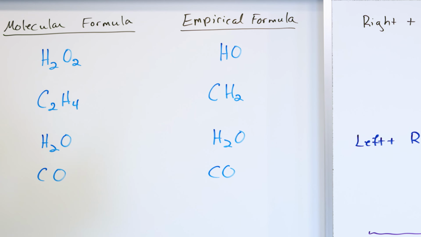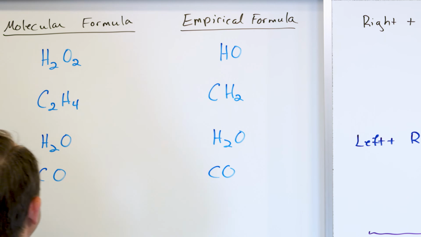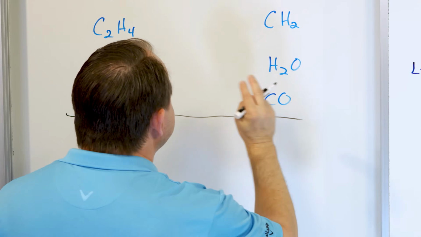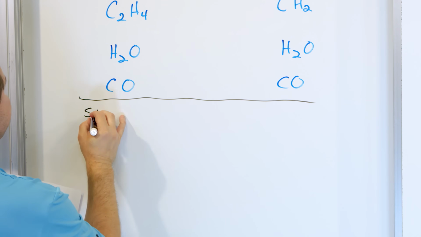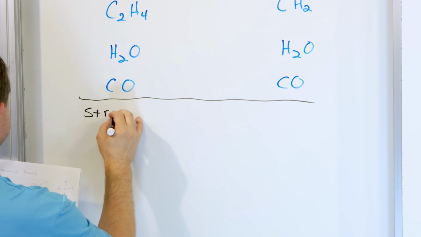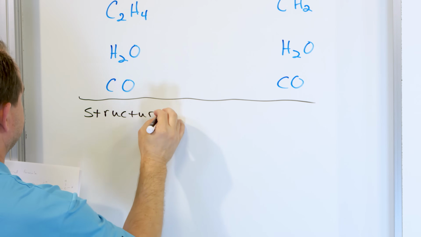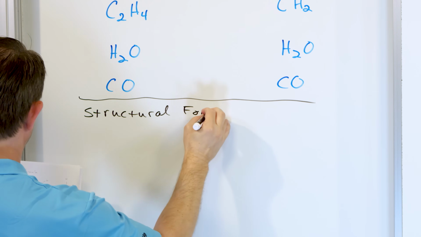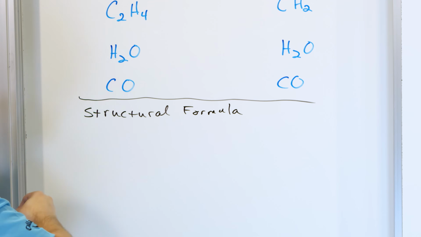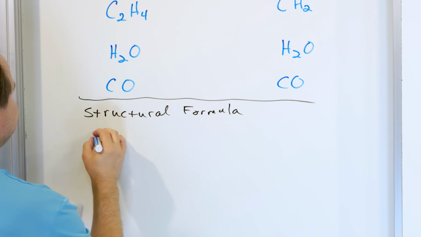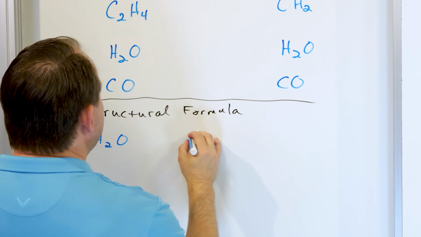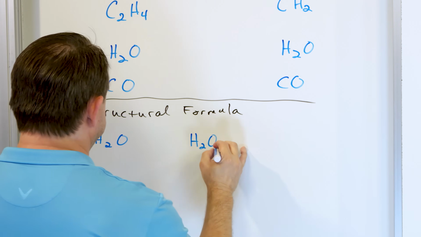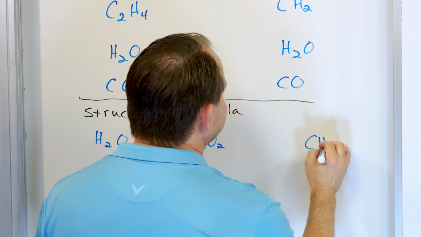All right? Now the last thing we need to talk about is different ways to represent molecules, right? Let's talk about something called a structural formula. Well, first of all, we already talked about the molecular formula. So for water, we say it's H2O, right? And for hydrogen peroxide, we say it's H2O2. And for methane, we say it's CH4.